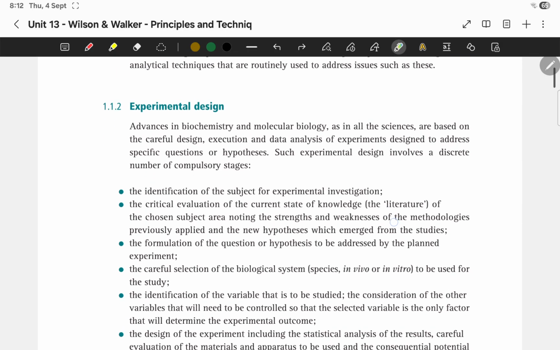Experimental design. Advances in biochemistry and molecular biology, as in all sciences, are based on the careful design, execution, and data analysis of experiments designed to address specific questions or hypotheses. Such experimental design involves a discrete number of compulsory stages. Number one, the identification of the subject for experimental investigation.